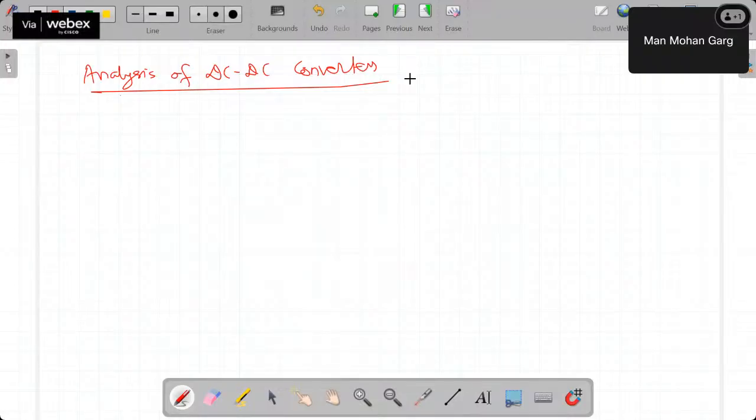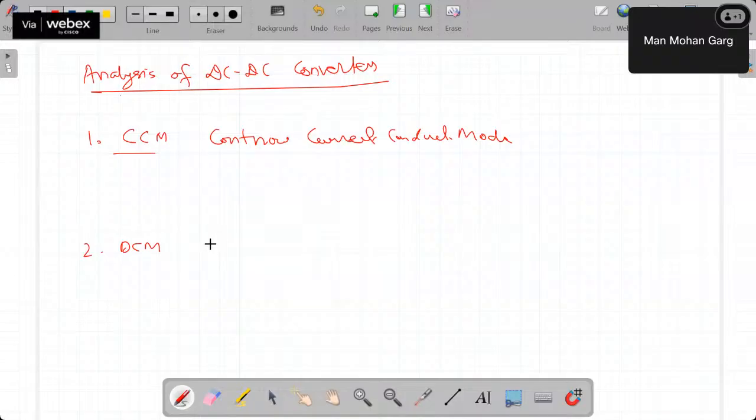Before going to analyze any DC to DC converter, we see it operates in two modes. One we call CCM, continuous current conduction mode, and another is DCM, discontinuous current conduction mode. We will try to discuss both the cases. Whenever we talk about a DC to DC converter, certainly it will have at least one capacitor and at least one inductor. So when we talk about inductor current, especially in steady state.